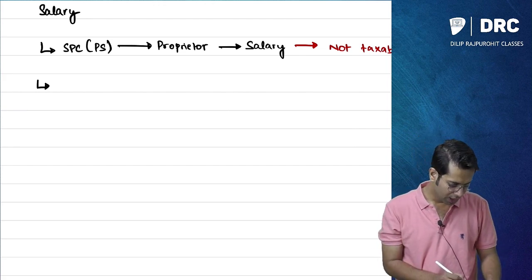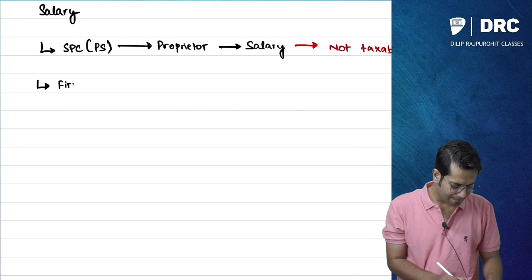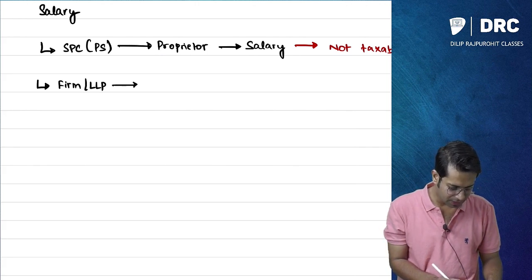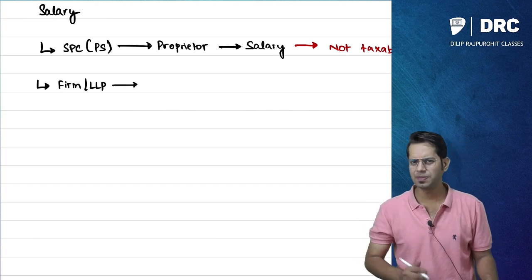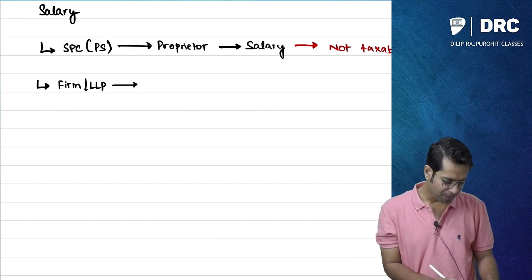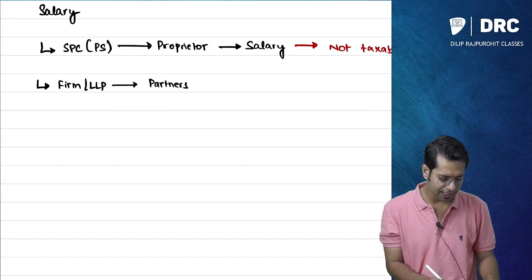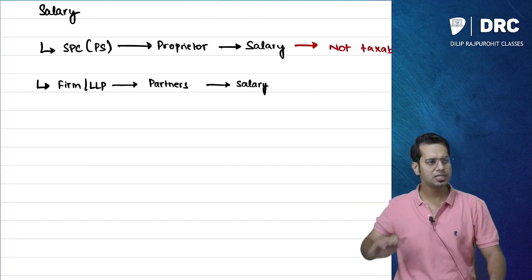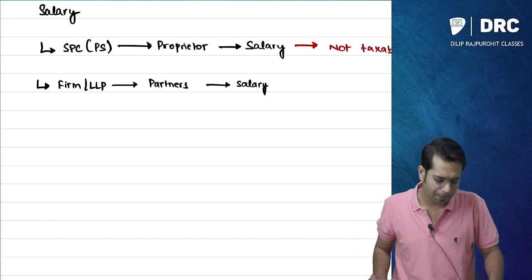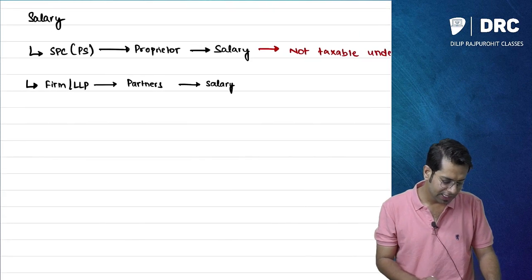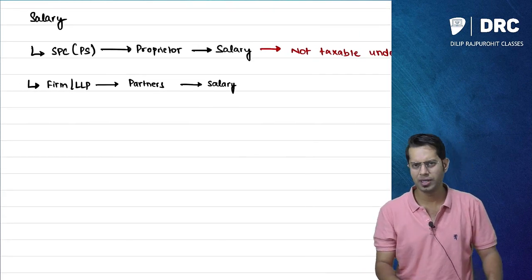Okay, point number 2. There is a partnership firm or a limited liability partnership, an LLP. This partnership firm is paying salary to its partners. This LLP is paying salary to its partners.